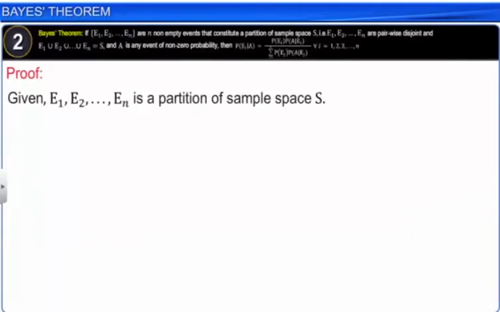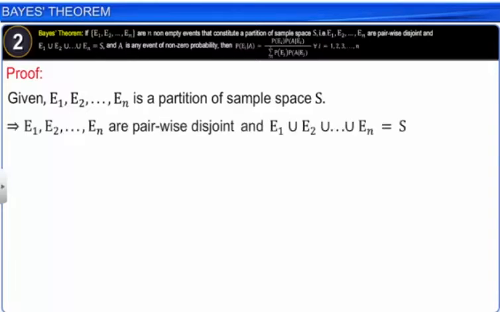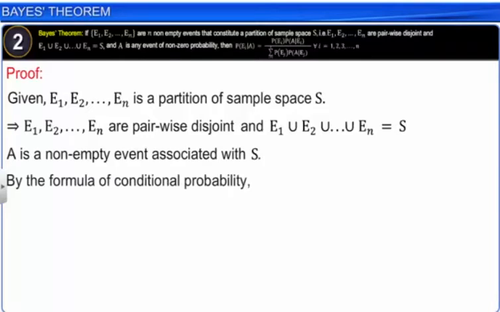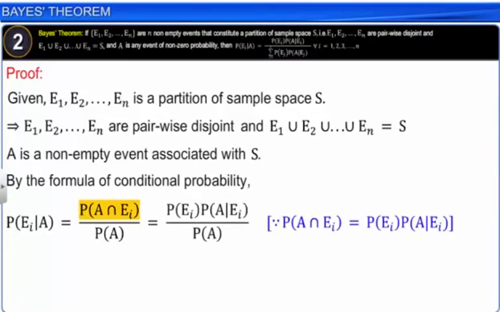It is given that the events E1, E2 and so on till En is a partition of sample space S. This implies that the events are pairwise disjoint, and the union of the events is equal to sample space S. It is also given that A is a non-empty event associated with S. Now, by the formula of conditional probability, the probability of any event of the partition Ei given event A has already occurred is equal to the probability of A intersection Ei divided by the probability of A. By the multiplication rule of probability, the numerator, the probability of A intersection Ei, can be written as the probability of Ei into the probability of A, given event Ei has already occurred.